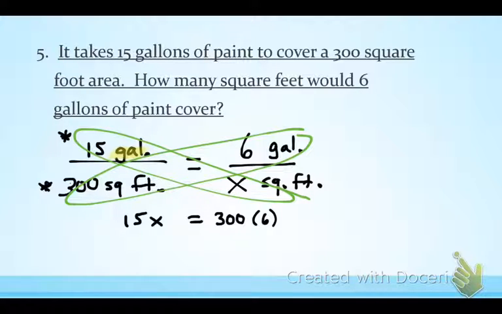Okay, so you want to work the side that you don't know. Is there any kind of work right now that I can do with 15x? No, so I'm just going to drop it down. Is there any work that I can do on this side over here? Yes. Multiply. What's 300 times 6? 1,800. Remember, your whole goal is to get x by itself. What is not allowing x to be alone? Times 15. How do I get rid of multiply by 15? Divide by 15.